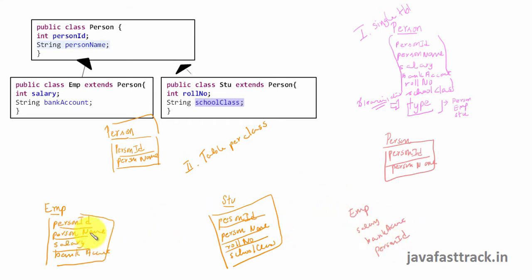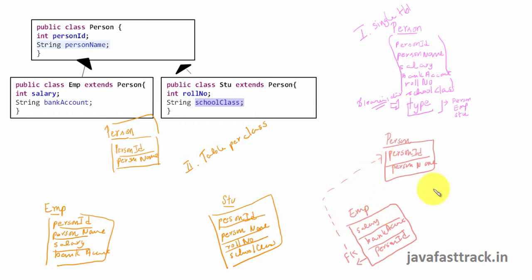You will not have person name. So we'll have employee table with salary, bank account, and person ID. Person ID will be marked as foreign key in the employee table. Data for that will come from person table, person ID column.